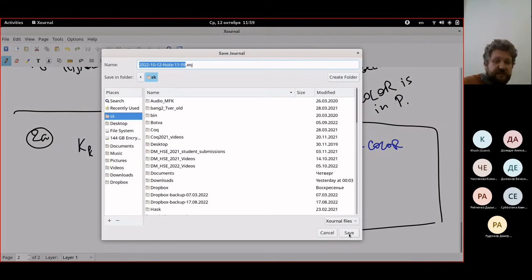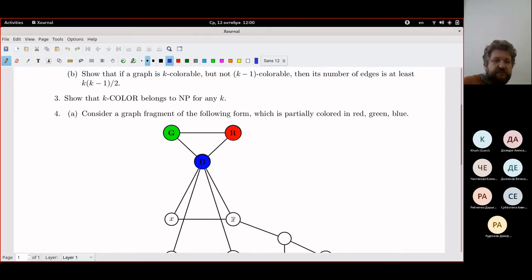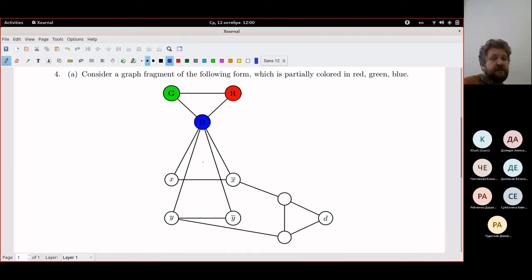Maybe we'll not finish now, so I will save this, and I will open in my journal this annotated PDF just to show this graph and be able to draw it. So what is here? We have three colors. Green will be for true, red will be for false, and B is the third color, which will be used for technical things. It's printed here in really red, green, red, and blue. And now X and X bar will be vertices corresponding to literals.